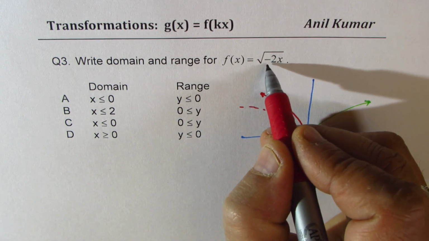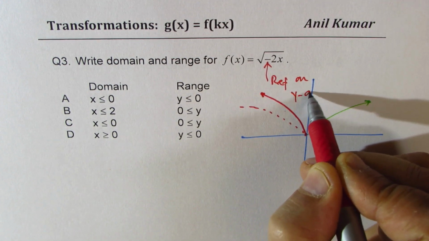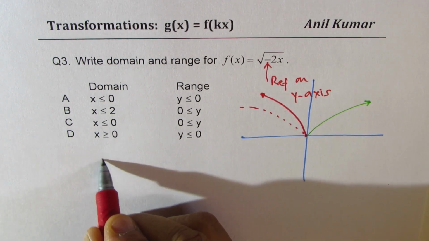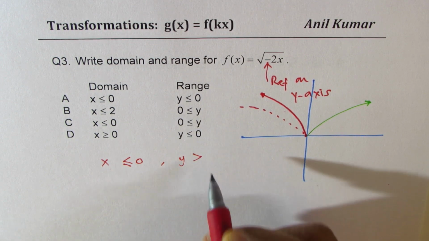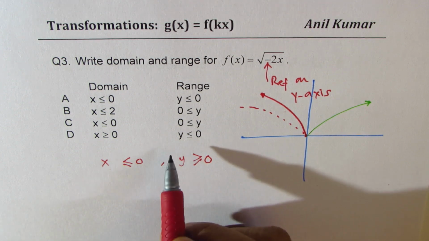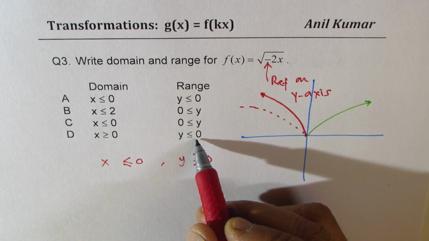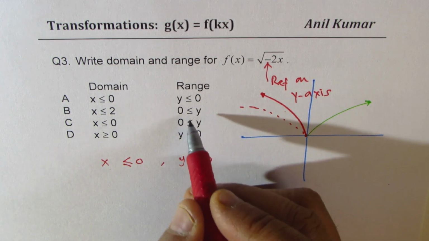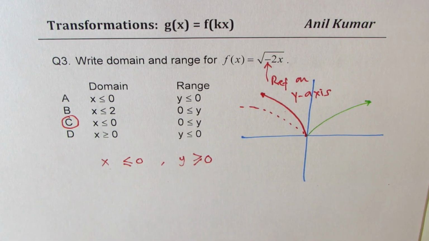No, domain will change because of the reflection, right? So this is a reflection on y-axis. So you can see that the x values are now less than equal to 0. The y values are greater than equal to 0. So that is the answer. So we are saying y value is greater than equal to 0 and x is less than equal to 0, which is option C, right? So x values are less than equal to 0 and y values are greater than equal to 0.